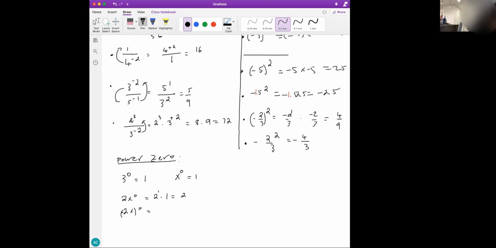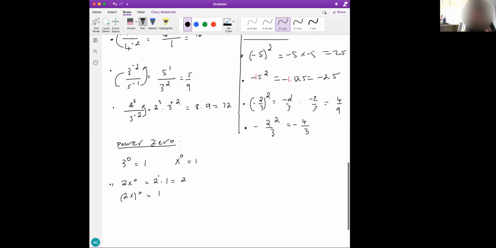But here, the whole thing is raised to the power 0. Anything to the power 0 is 1. That's right. Again, the parentheses make a huge difference. So these are separate problems. This one, and this one.